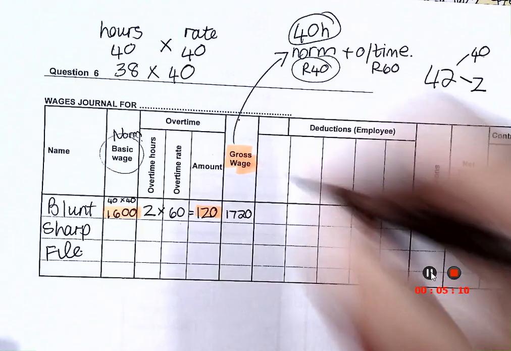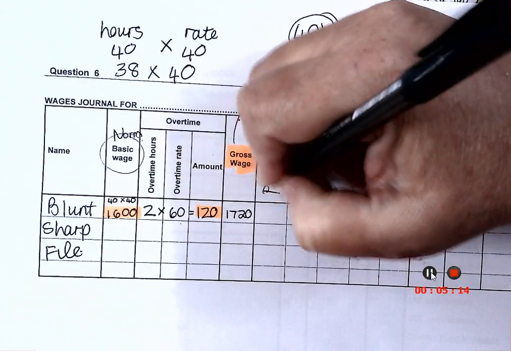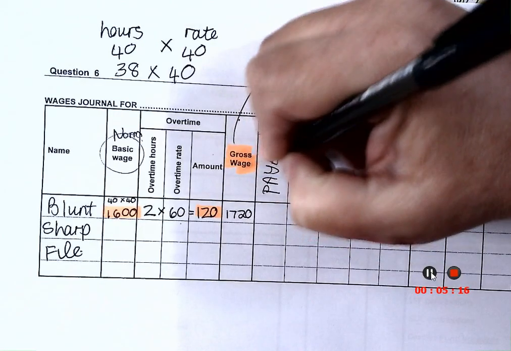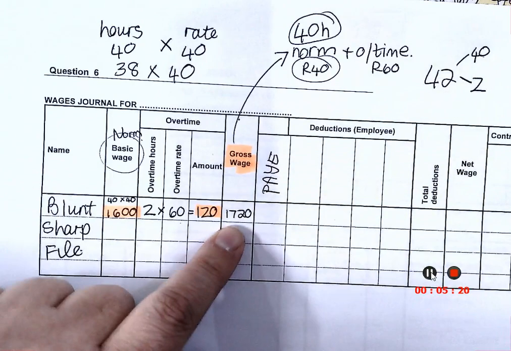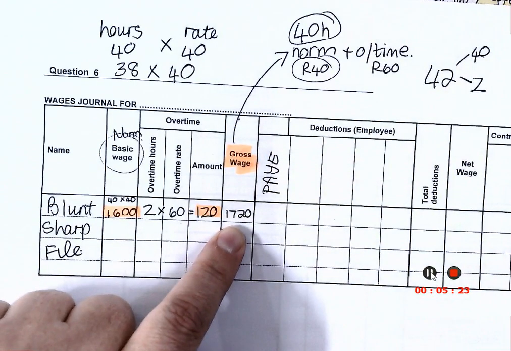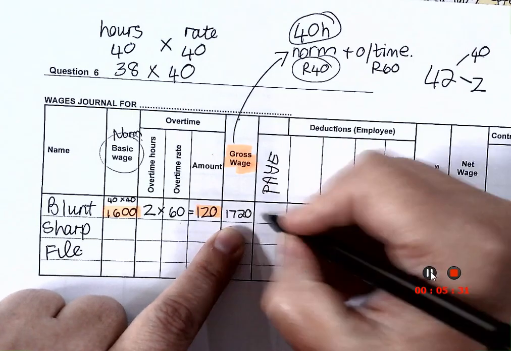So now I want you to see they didn't give you stuff. So I'm going to somewhere write it in. I've got PAYE. They say PAYE is 15% of the gross. Can you see he pays tax on his overtime as well? So 1720 times 15% gives me 258.